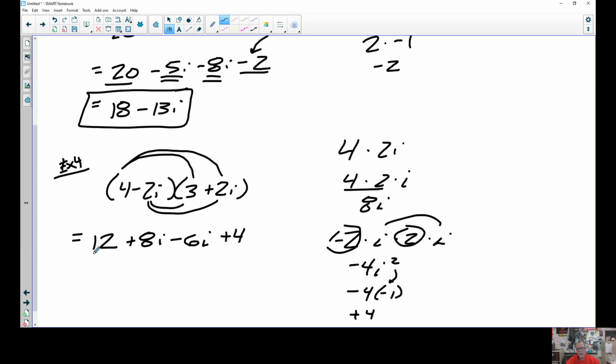All right, and we can go from there. 12 and 4, we're going to add the real numbers. The real numbers give me 16. And then I add the imaginary portion. 8 minus 6 gives me 2, positive 2. And then those are i's, right? And we have that one done.